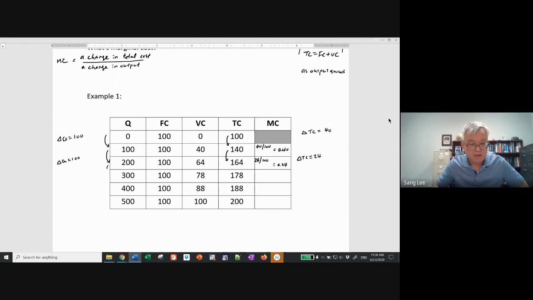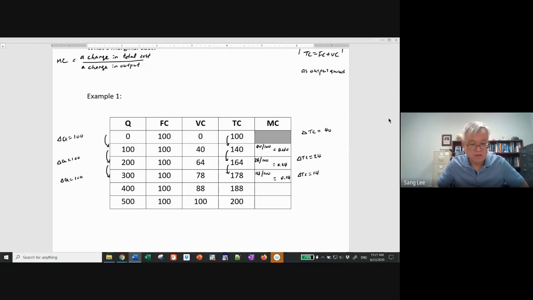Now here, if you produce 300 units, what's the change in quantity? Well, previously you produced 200 units. Now you produce 300 units. So change in quantity is still 100. And then total cost also increases from 164 to 178. The difference here is 14. So we're going to divide change in total cost 14 by change in quantity 100. So it'll be 14 cents.